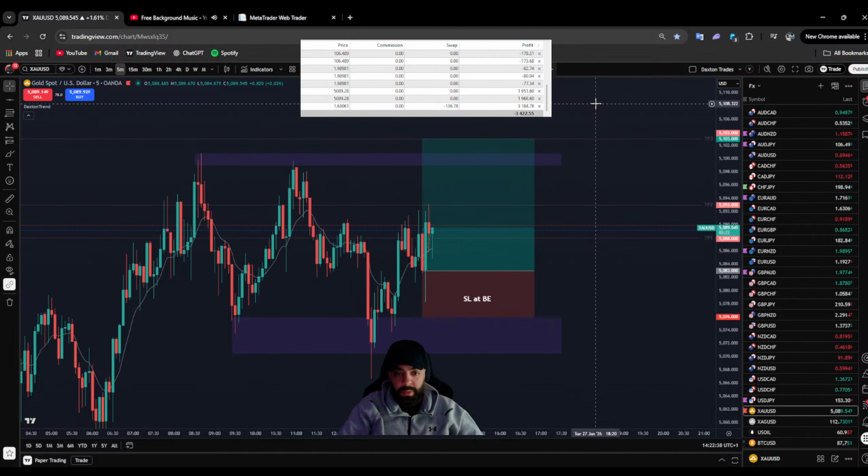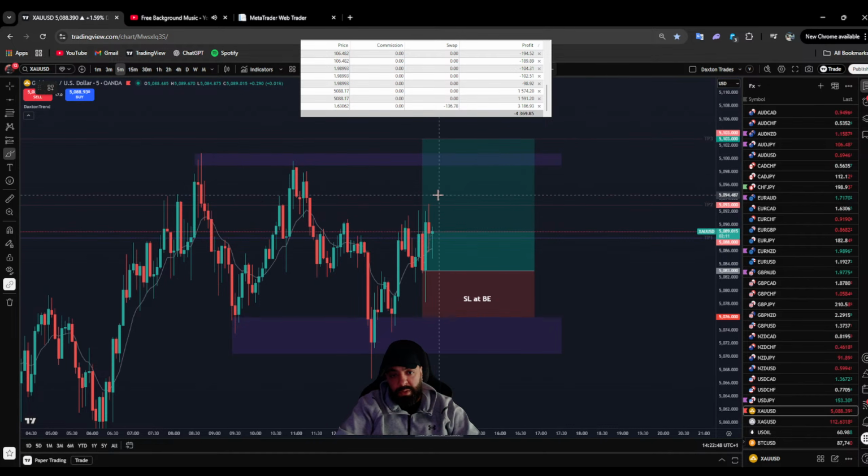So we did touch the TP1, and you can see here that we touched the TP2, but on my account not yet. Maybe some of you already touched the TP2.